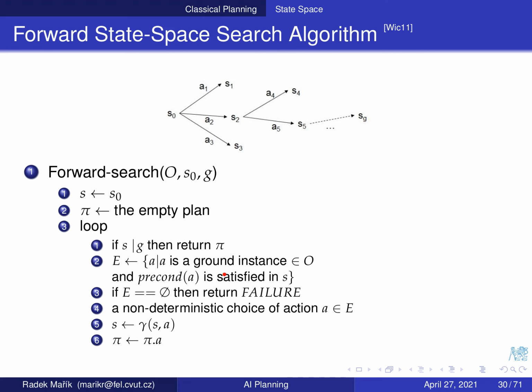If not, you try to find all applicable actions, that is, those whose preconditions are satisfied in the state S. If that set is empty, then you return failure. If not, then you perform a non-deterministic choice of an action from this set. And after the application of the gamma function, you receive the new state, and you step by step create the plan P by chaining these discovered actions. So this is the forward way.